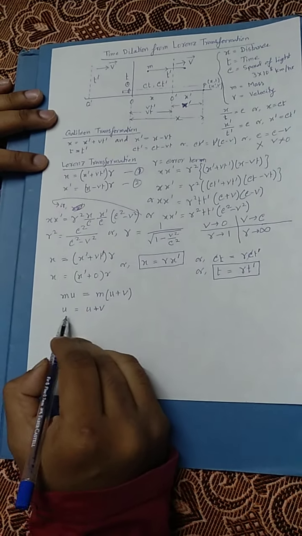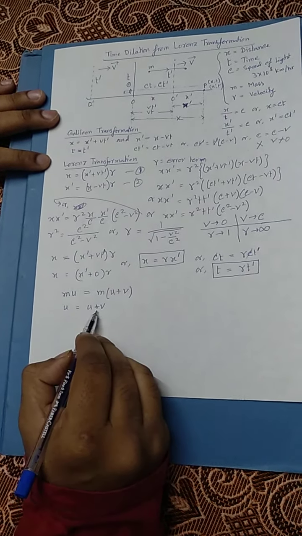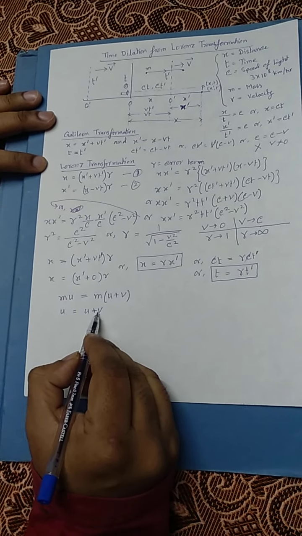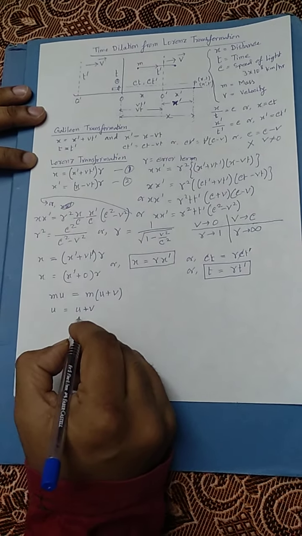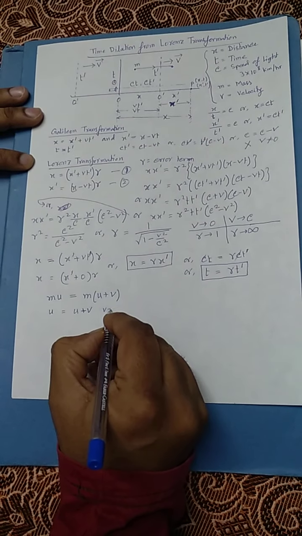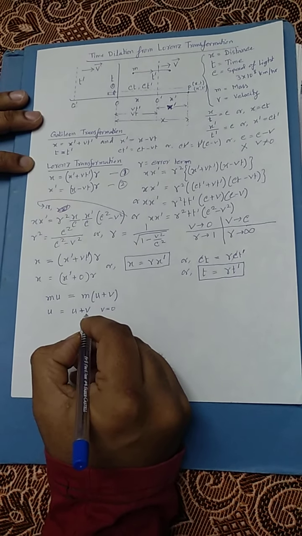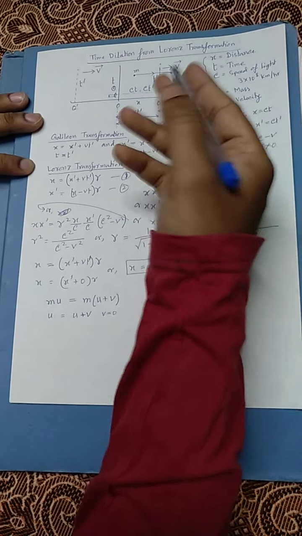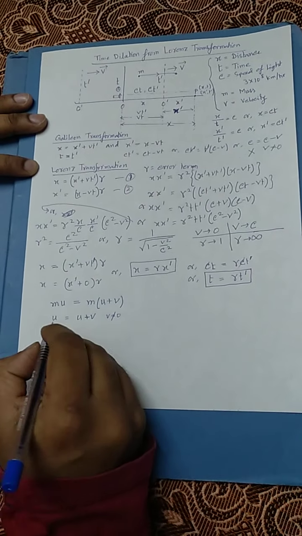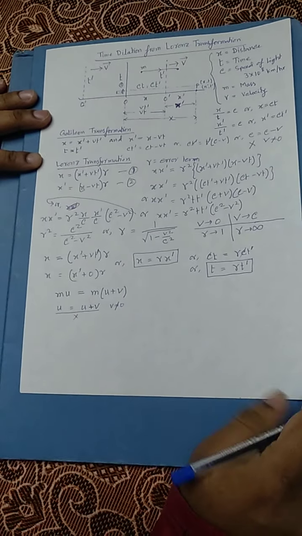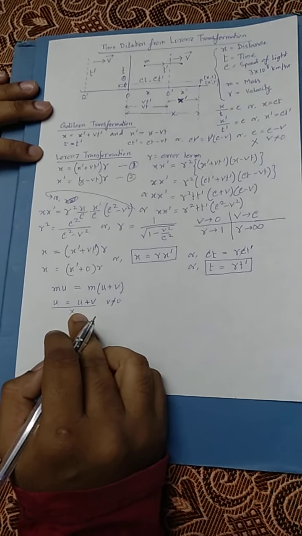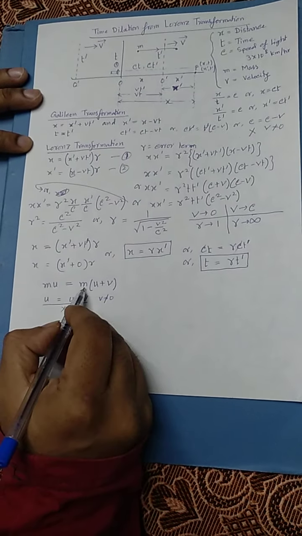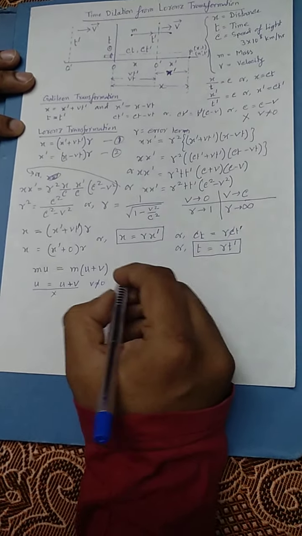Again, I can see that this is not correct, because this is true only if v is equal to 0. But v is not equal to 0. This reference frame has a finite velocity, so v is not equal to 0. So this is wrong here. Somehow we have made a mistake.